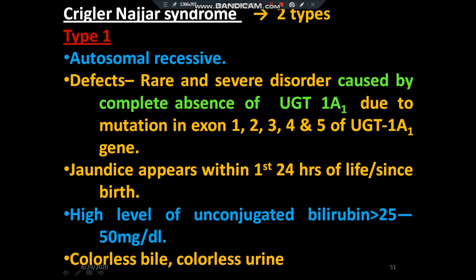Crigler-Najjar syndrome is of two types, type 1 and type 2. Type 1 is autosomal recessive. The defect is rare and it is a severe disorder caused by complete absence of UDP glucuronide transferase due to mutation in exon 1, 2, 3, 4, 5 of the UDP glucuronide gene. Jaundice appears within the first 24 hours of life or since birth. In this condition, the level of unconjugated bilirubin is more than 25 to 50 mg per dl, and bile is colorless, urine is also colorless.